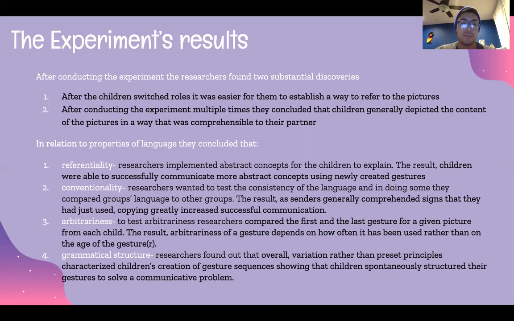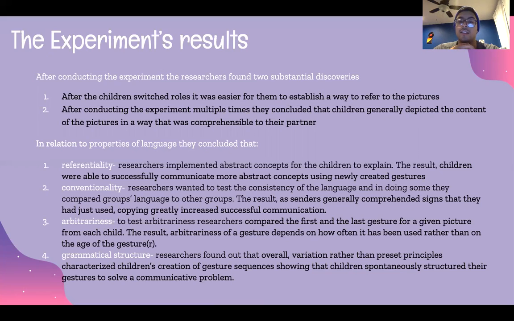When it comes to referentiability, the researchers introduced abstract concepts for the children to explain. In the wheel, there was a blank spot, and this blank spot meant nothing. They didn't tell the children, it just meant nothing. So the children had to pick one another an abstract concept like nothing. With it, they would just shake their hands, they would say nothing, they would do nothing, and that would convey it was nothing. And so the children were successfully able to communicate more abstract concepts using newly created gestures.